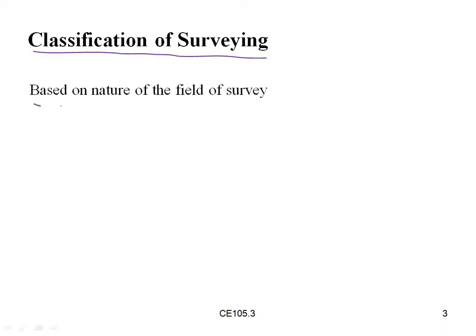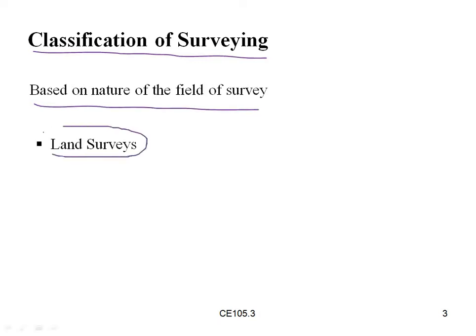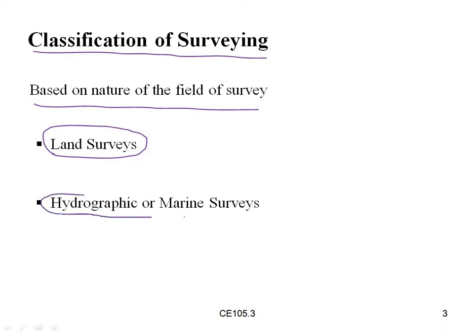First of all, based on nature of the field of survey, we have land surveys and hydrographic or marine surveys. First, let us see what the land surveys are. These land surveys are done in cities, towns, villages, in any place, taking measurements on the ground levels with the help of instruments. Those we call land surveys.